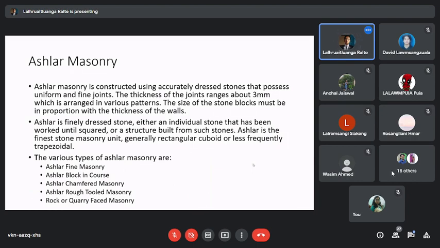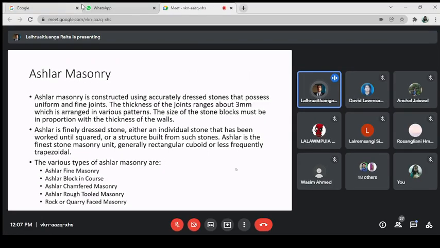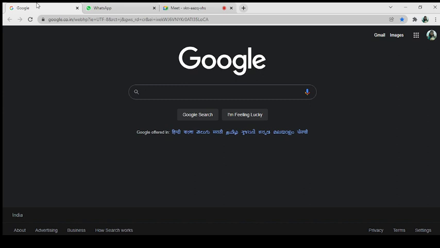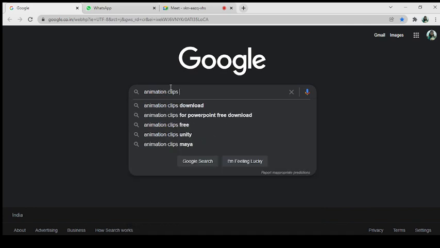Now, apart from rubble masonry, we have ashlar masonry. Ashlar is a finely dressed stone, either an individual stone that has been worked until squared, or a structure built from such stones. Ashlar is the finest stone masonry unit, generally rectangular, cuboid, or less frequently trapezoidal. Ashlar masonry is constructed using accurately dressed stone that possesses uniform and fine joints. The thickness of the joints is about 3 mm, and the stones are arranged in various patterns. So the joints are made to be very, very small.